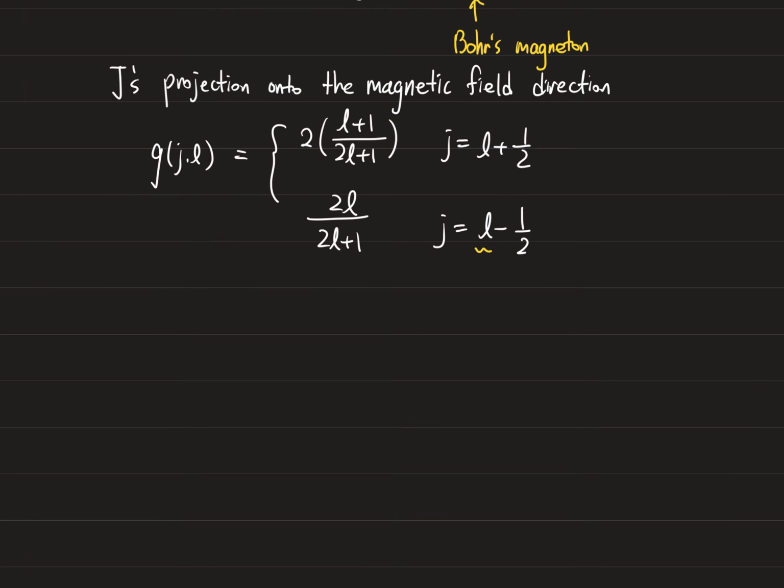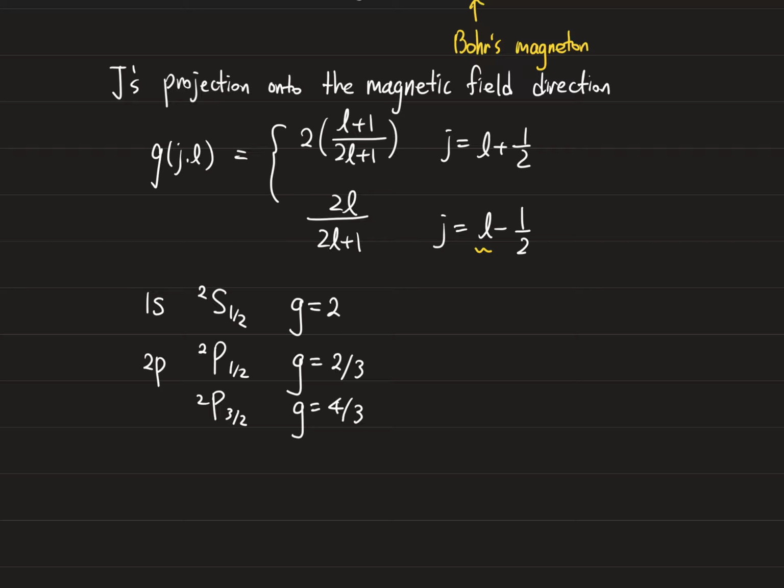So for the 1s state, the term symbol is, so the g value should be 2. And for 2p, there are two different atomic term symbols, 2p 1/2 and 2p 3/2. So according to this, the g value should be 2/3 and 4/3.